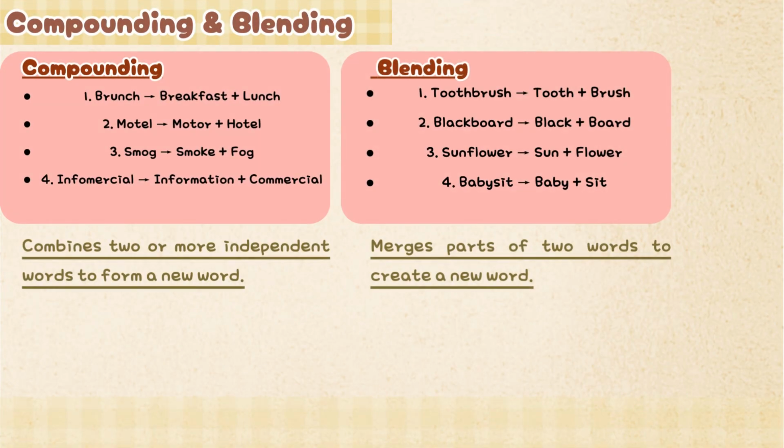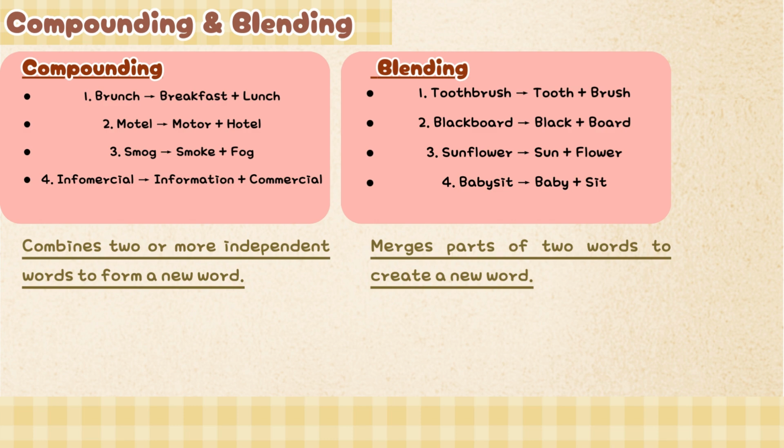Now, let's explore two fascinating word formation processes: compounding and blending. Compounding is a process of combining two or more independent words to make a new word. For example, toothbrush comes from tooth and brush. Blackboard comes from black and board. Other examples are sunflower, which is created from sun and flower, and babysit, derived from baby and sit.